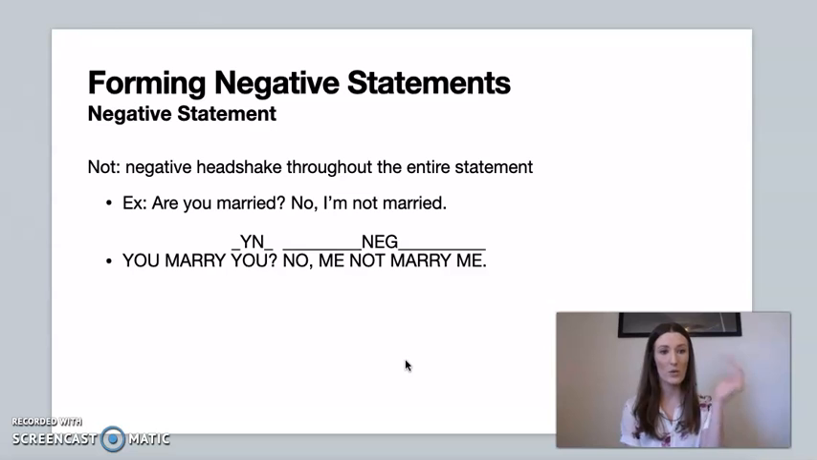Any of those words you can throw into a sentence. You are going to put your negative head shake, that negative line, over that word no and that word not. Because the whole sentence is technically negative, no, I'm not married, you can put it over the whole thing. Or you can just put it over the no and the not. So it would be: you married, you, no, me, not, married, me.